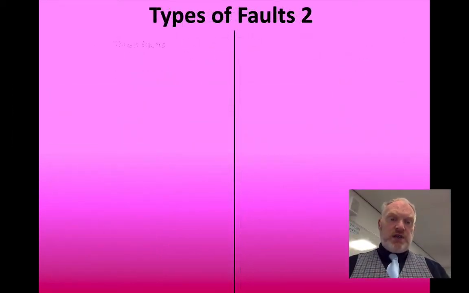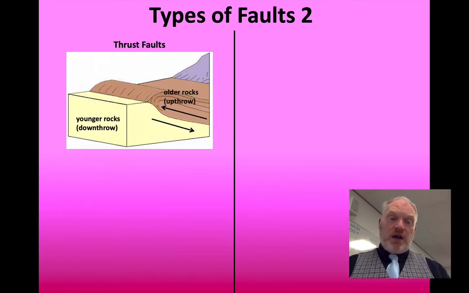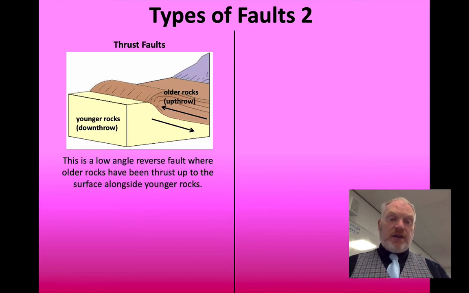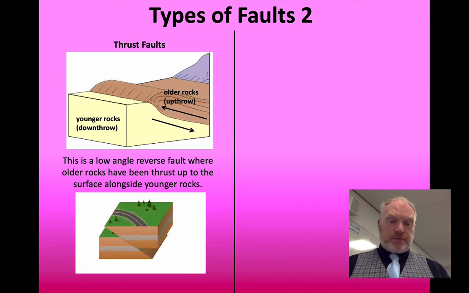Now we can also see thrust faults. Thrust faults are a type of reverse fault. So again, the hanging wall is upthrown, the footwall is downthrown, but in this case, the angle of the fault plane, the inclination of that fault plane, is quite gentle. This really can thicken up the crust. This is the type of fault that's quite common in convergent plate margins.